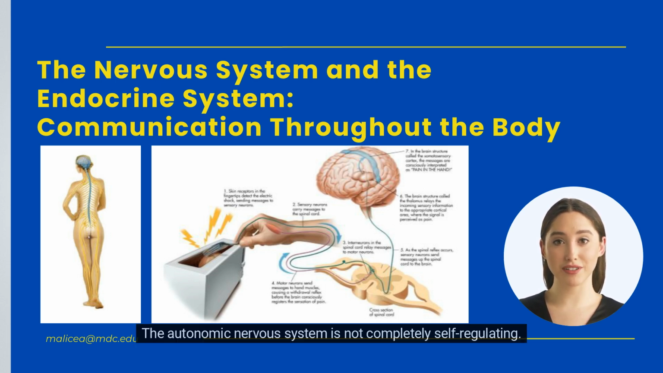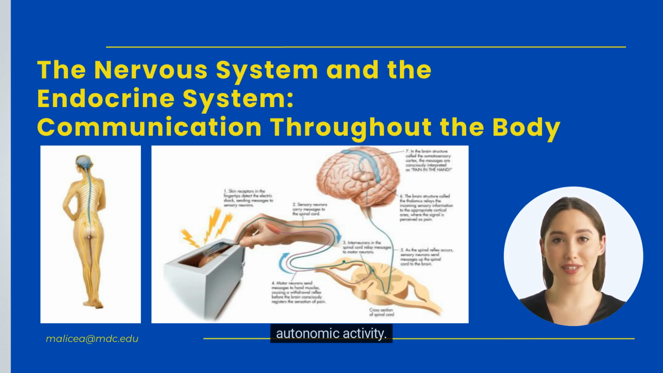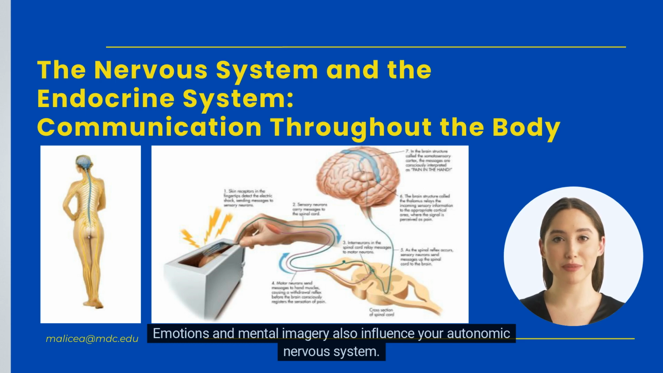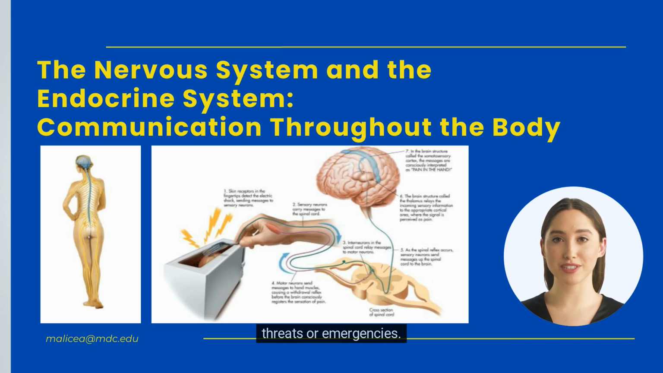The autonomic nervous system is not completely self-regulating. By engaging in physical activity or purposely tensing or relaxing your muscles, you can increase or decrease autonomic activity. Emotions and mental imagery also influence your autonomic nervous system. The sympathetic nervous system is the body's emergency system, rapidly activating bodily systems to meet threats or emergencies.